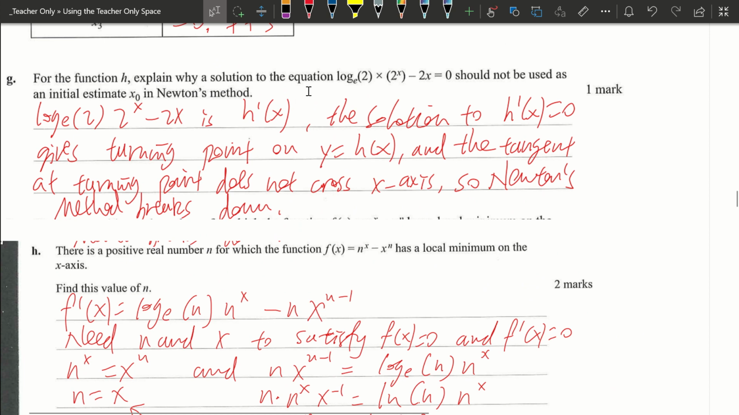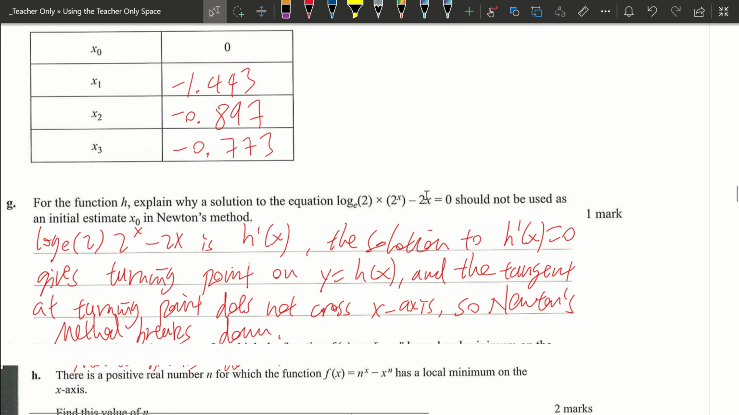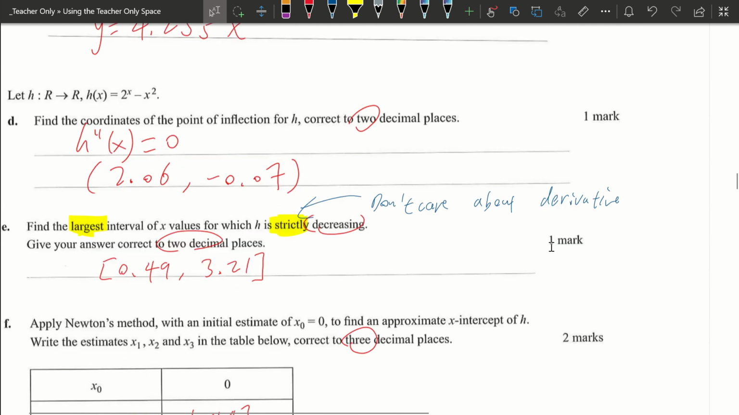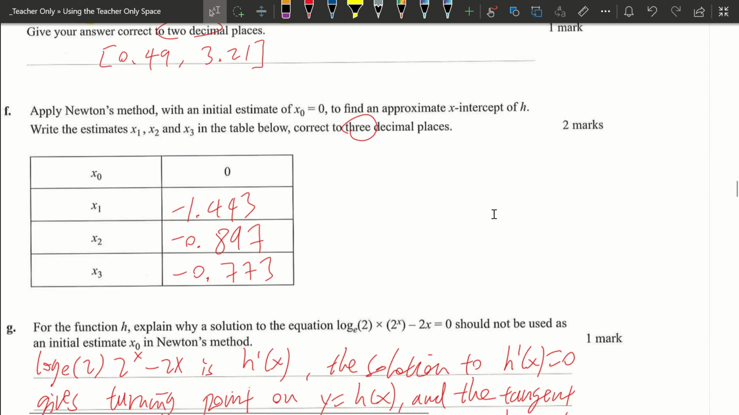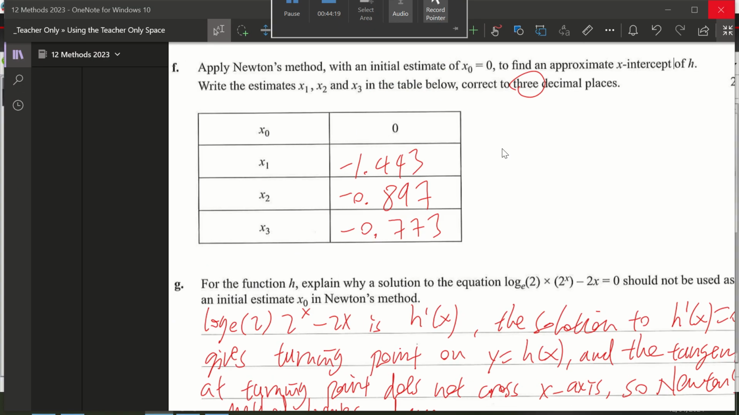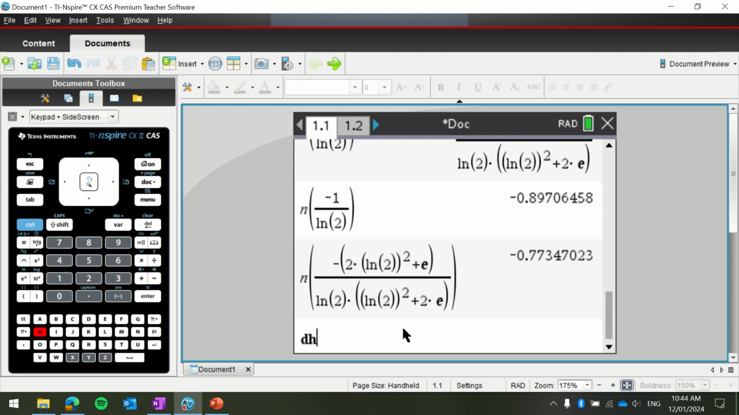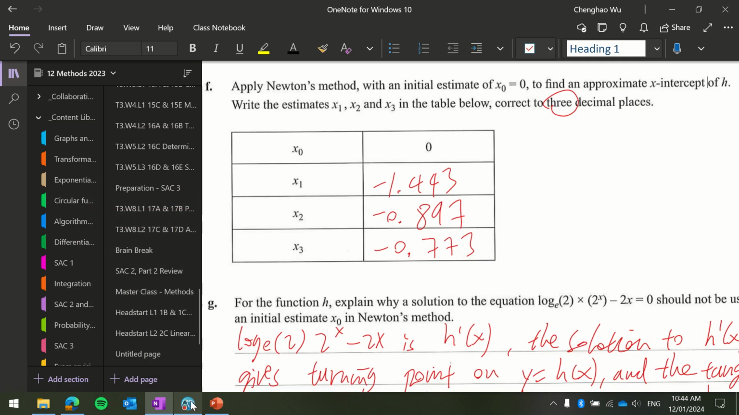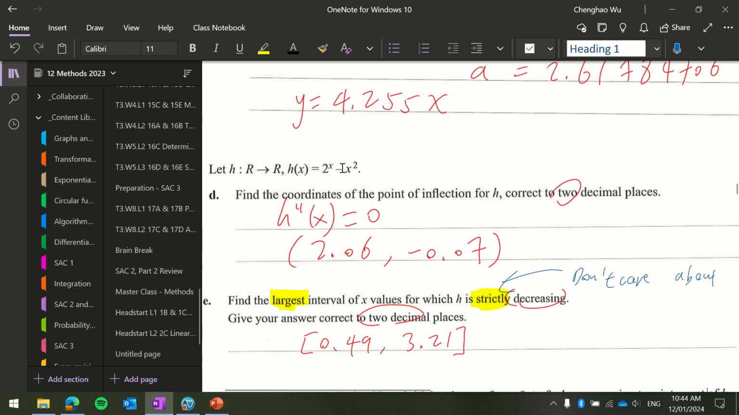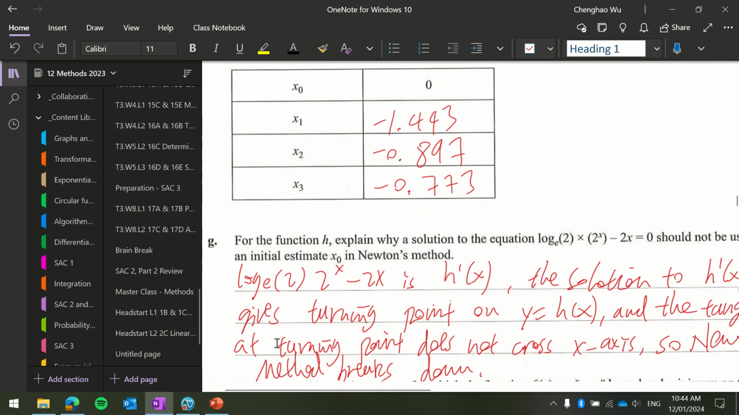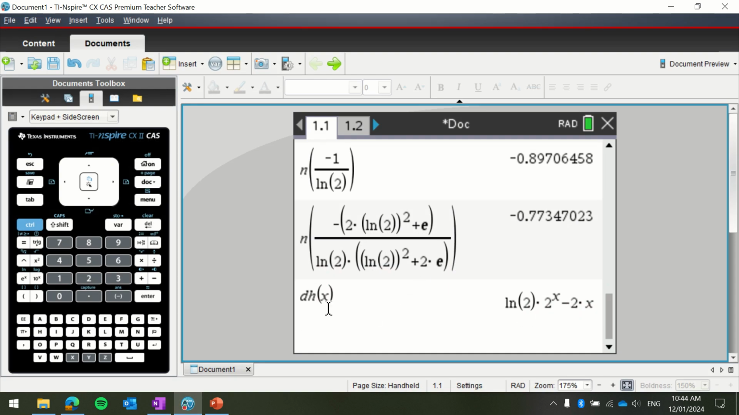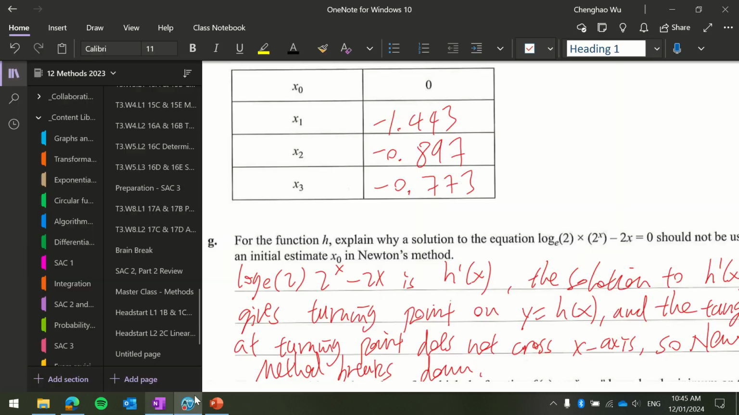And then for the function h, it asks to explain why the solution to this equation should not be used as an initial estimate in Newton's method. Slightly tricky question, because the first thing you need to notice, and it's not that easy to notice, is that h is 2 to the power of x minus x squared. You need to notice the derivative of h is log e 2 times 2 to the power of x minus 2x.